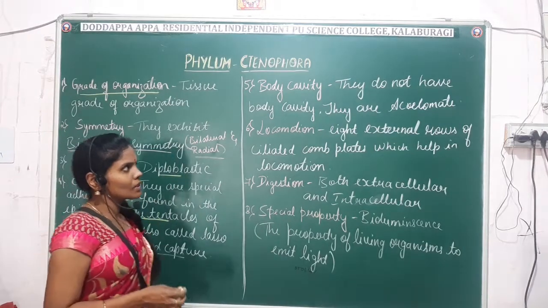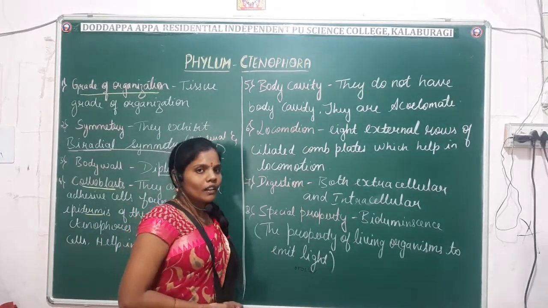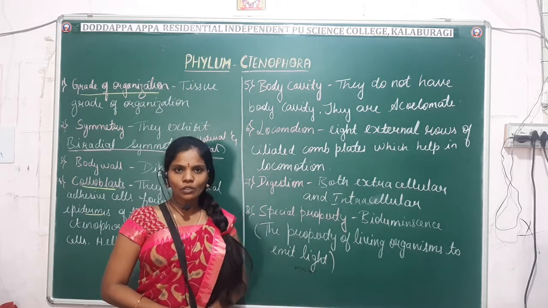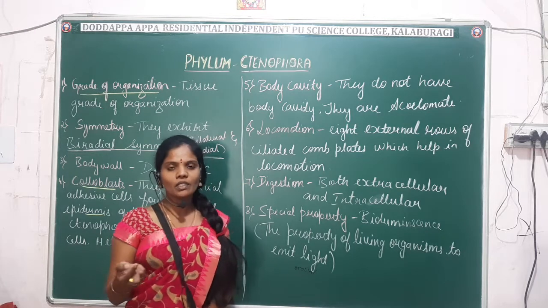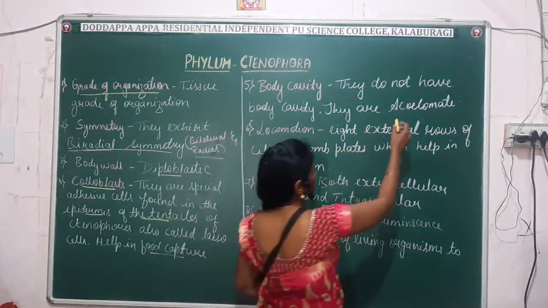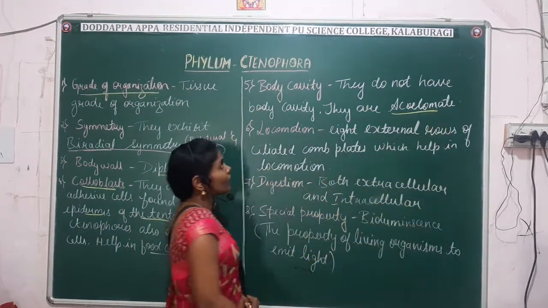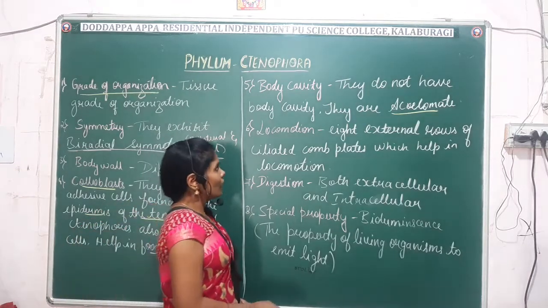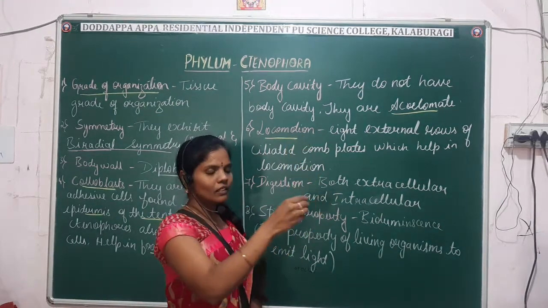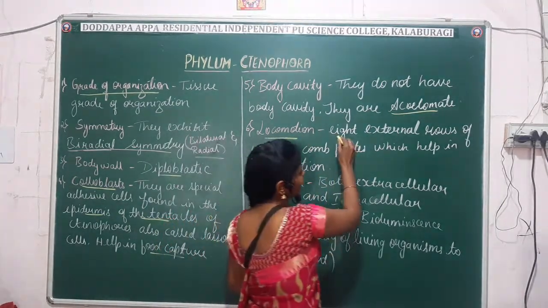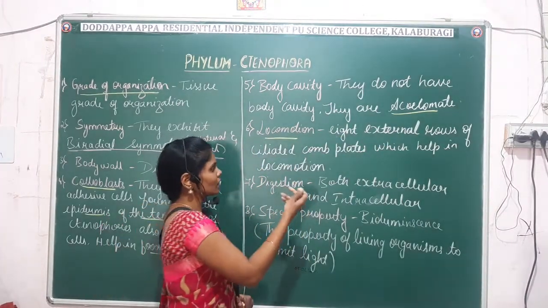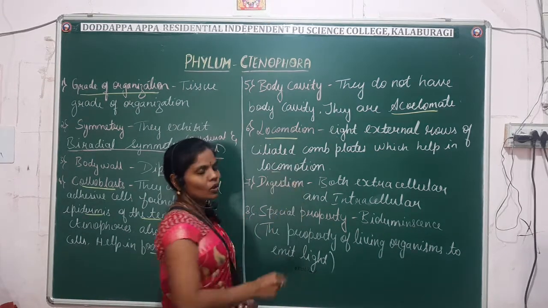Next comes the body cavity. In ctenophores, the body cavity is absent. You already know that if the body cavity is absent, we call them acoelomate animals. So ctenophores are acoelomates, that is, they don't have any body cavity. Next comes locomotion. Ctenophores have eight external rows of ciliated comb plates, which are used for locomotion.